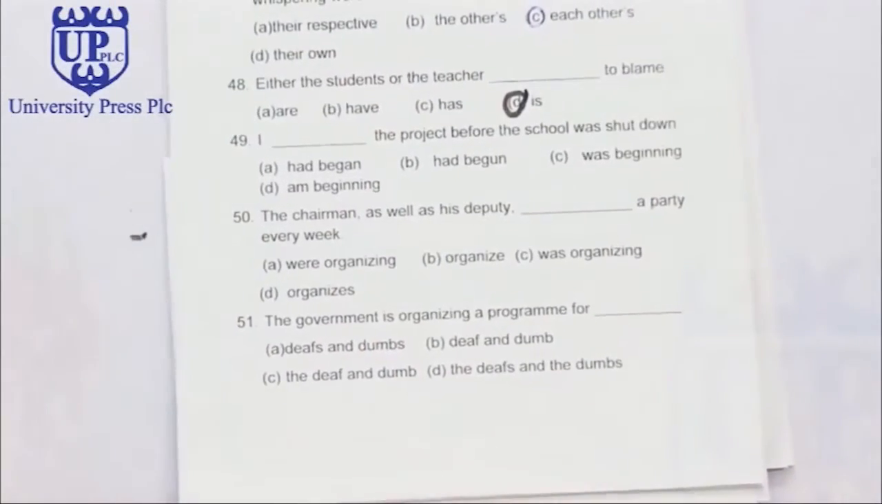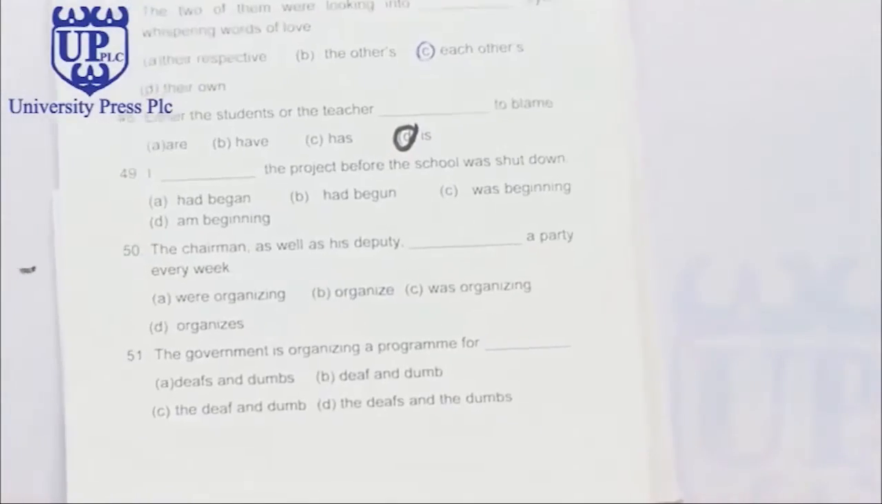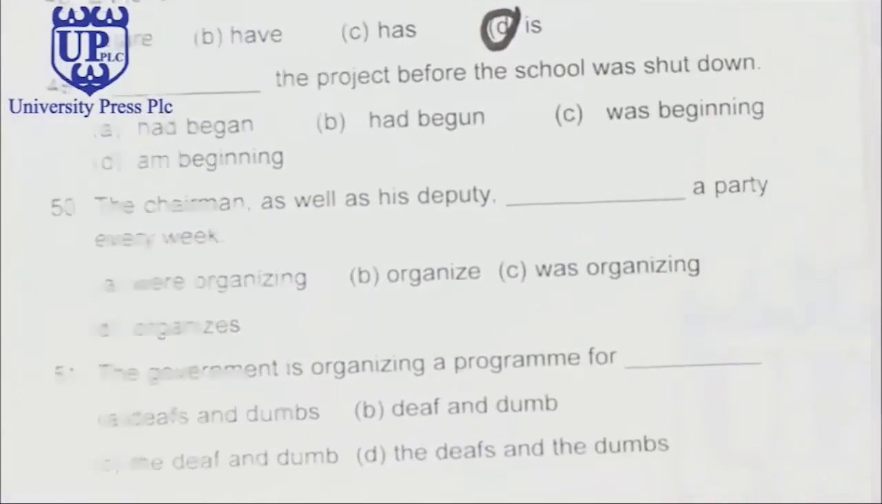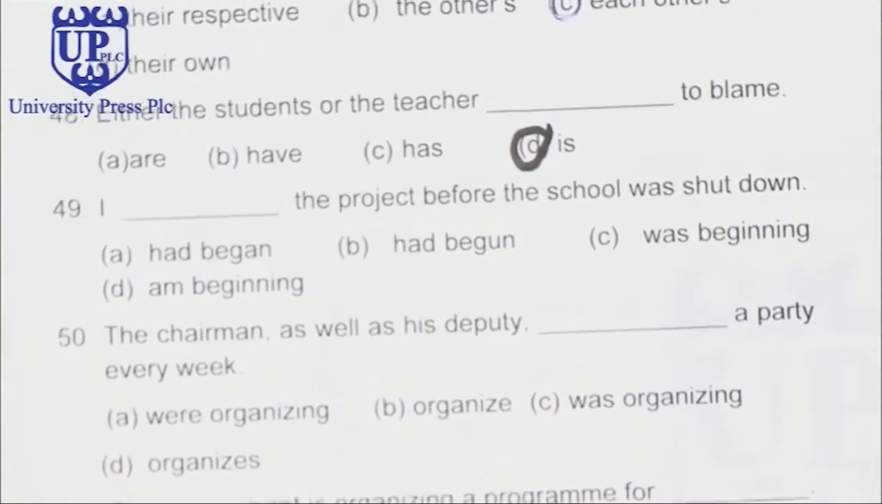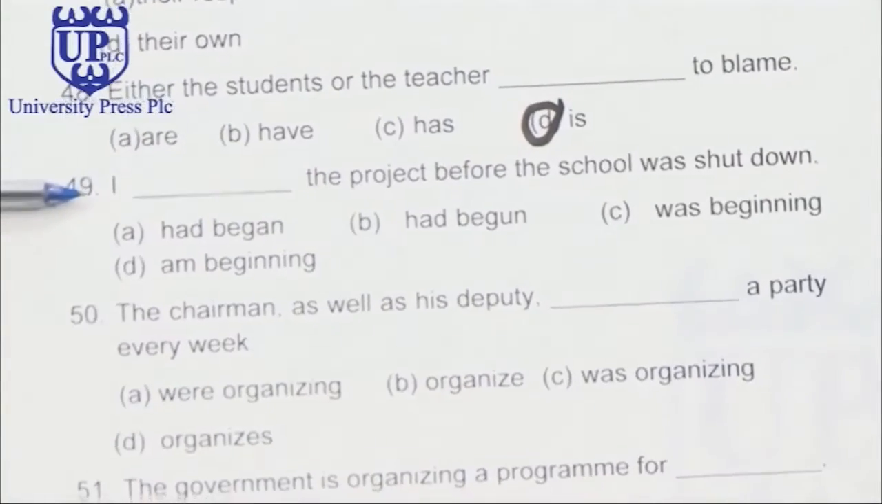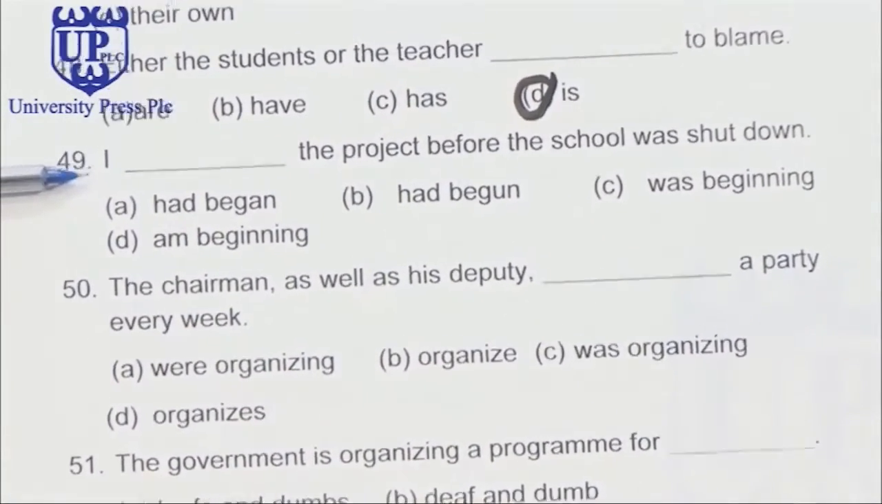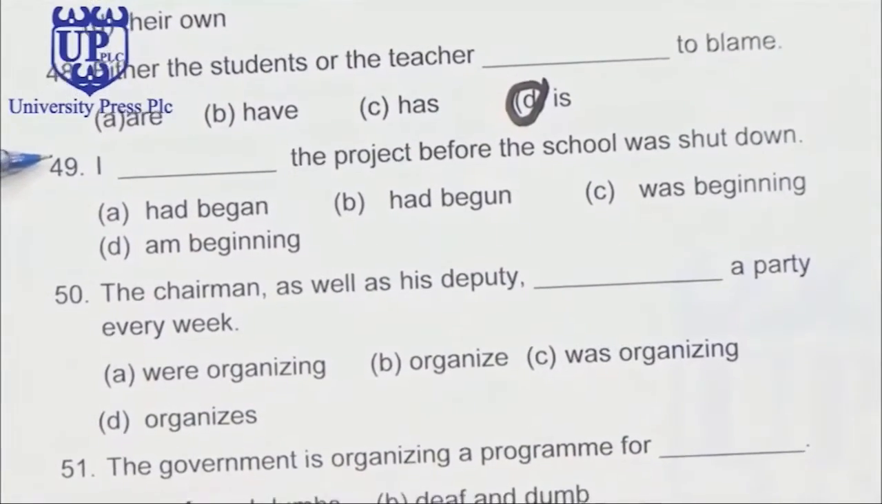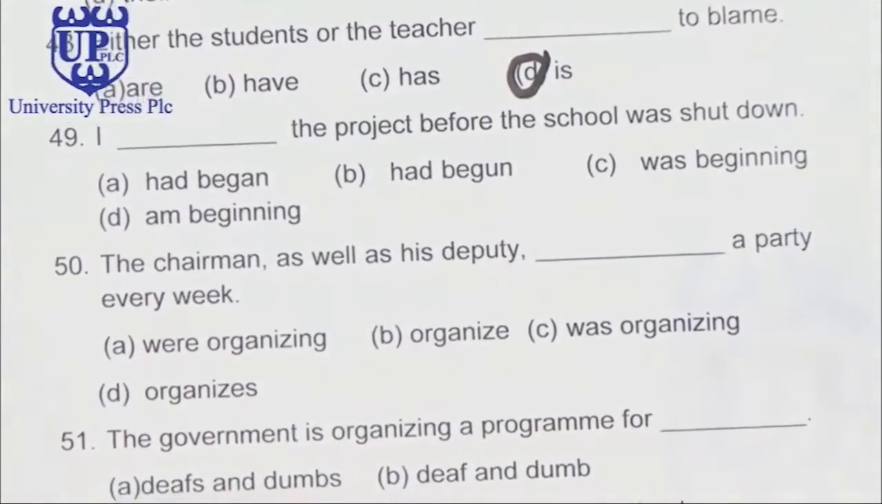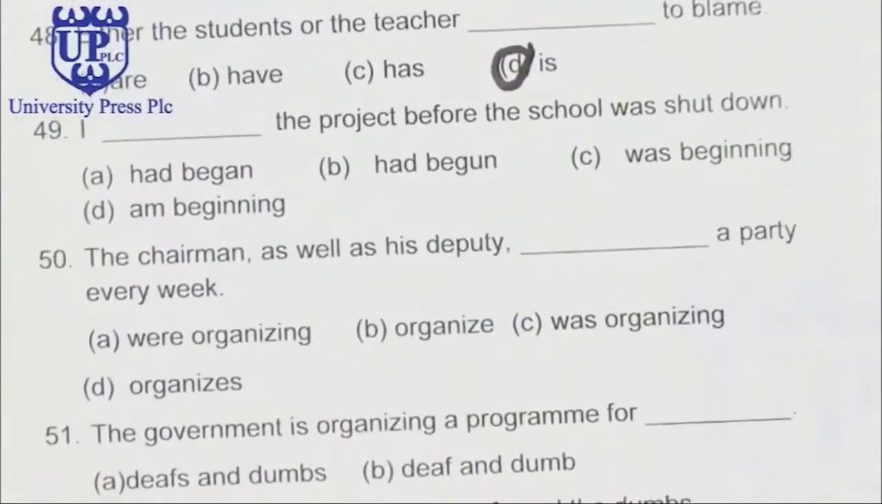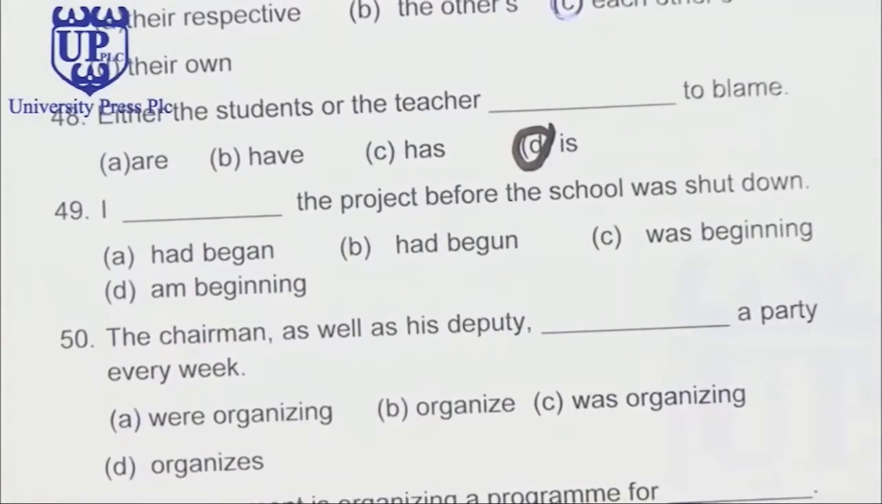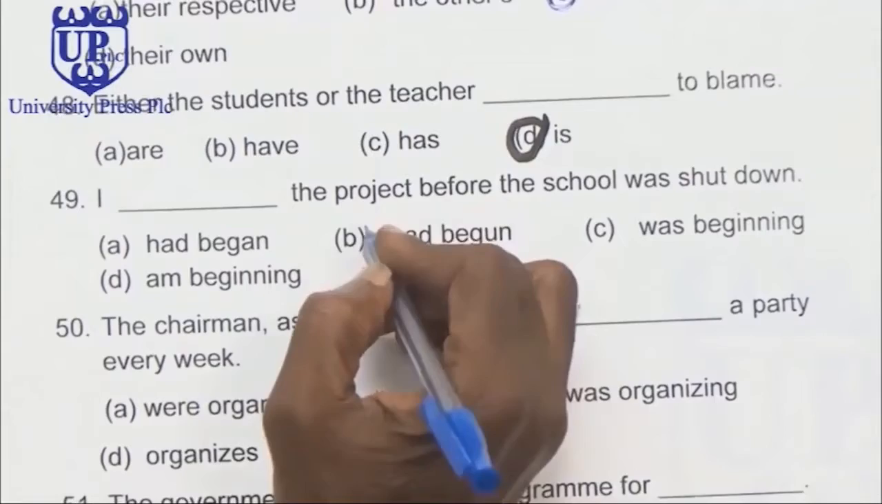Right. Okay, now number 49. We have I dash the project before the school was shut down. And that's the verb structure now. I had begun. I had begun. Option B will be the answer. I had begun.